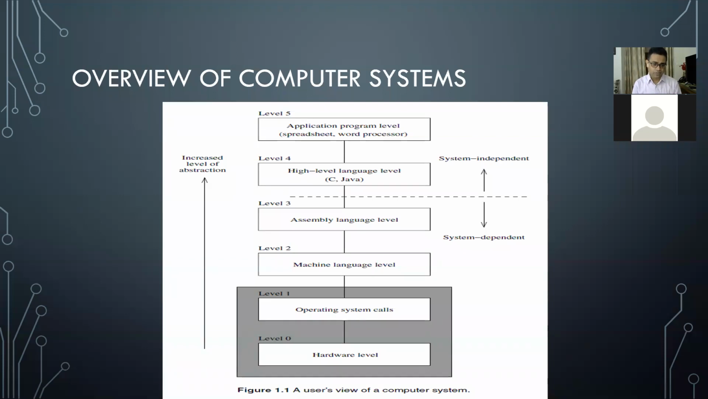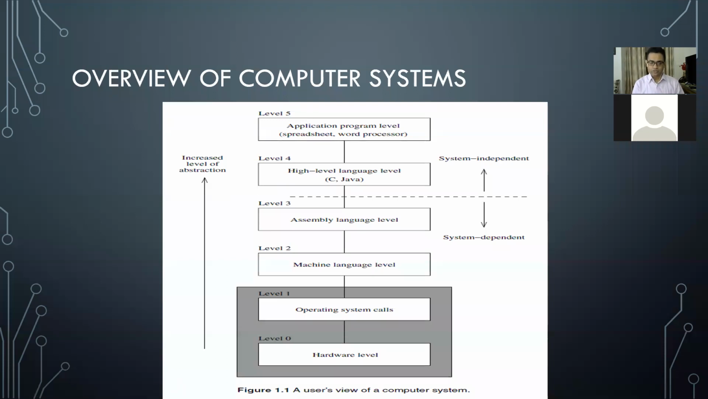For example, we can print it. We can choose the printer, we can change the printer, something like that. But we don't have any control over the printer itself. So that's why in level 5, the user has very limited control over the system.